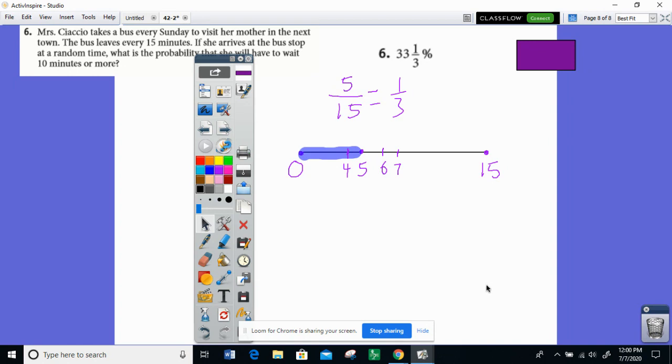So that's it for this lesson on geometric probability. Thank you guys so much for your hard work. Good luck studying for your final exam.